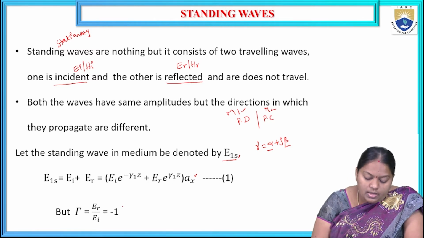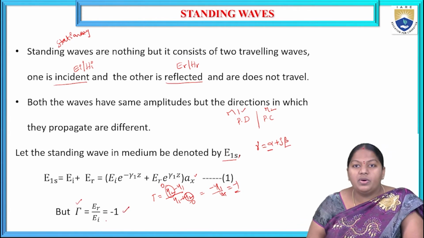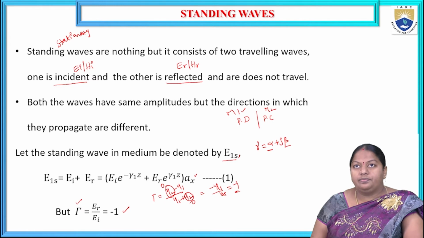Right. So from the conducting medium, just now we have seen that the reflection coefficient Γ is the ratio of the reflected wave field strength to the incident wave field strength and is equal to -1. This we have already analyzed: the reflection coefficient Γ equals (η2 - η1) by (η1 + η2). If we substitute η2 as 0, we get minus η1 by η1, which cancels. -1 is the result, right? From that, Γ equals E_R by E_I equals -1. Okay?